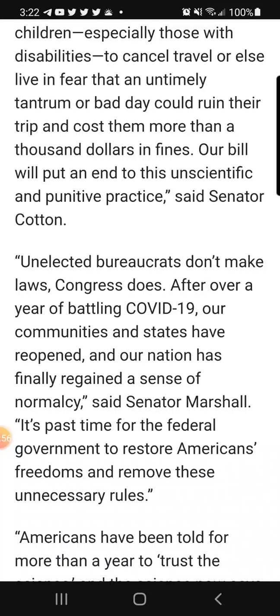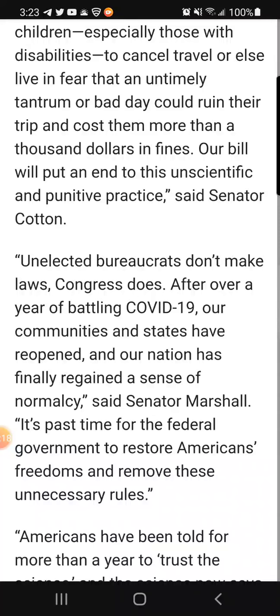remove these unnecessary rules. Yeah, so all these rules that the government has put you in, why are you listening to them? Why do you listen to them? They tell you that you are not allowed to go to certain places unless you get the jabs. Then they bribe you with things to get the jabs. Seriously?